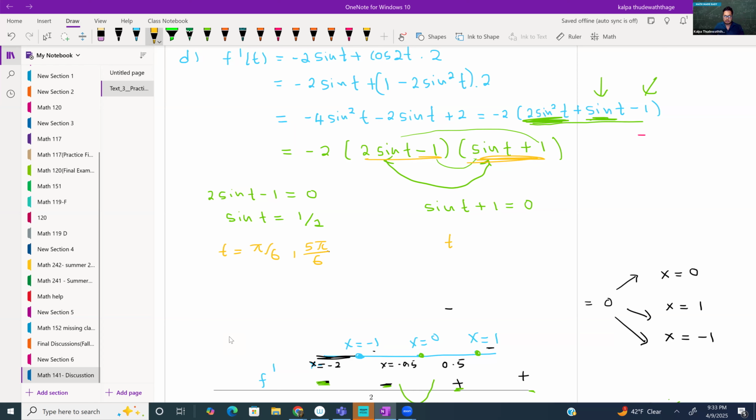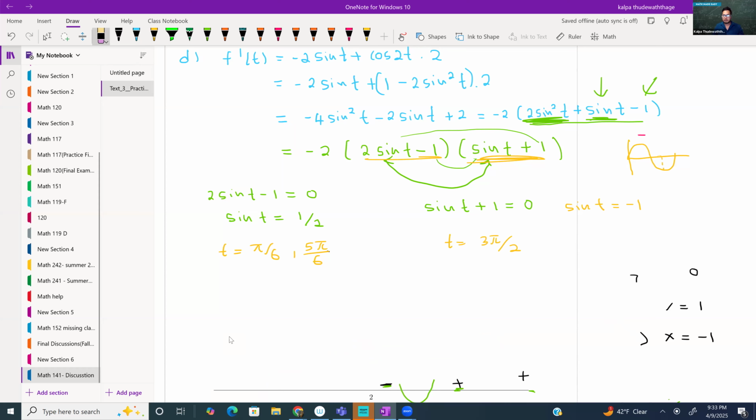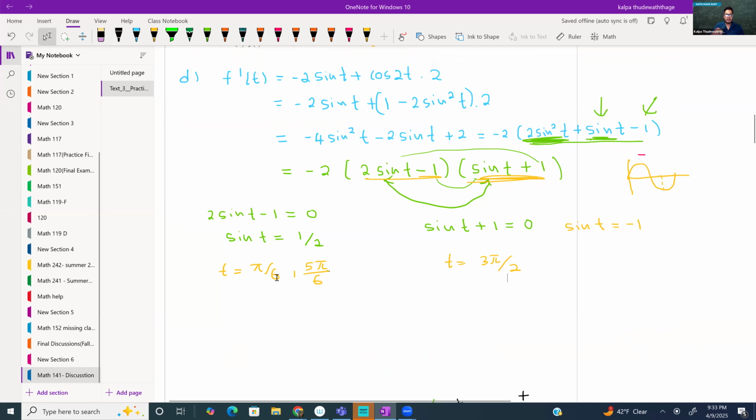There's only one situation where sine t becomes minus 1. If you remember the sine graph, quickly to remind, this happens at 270, which is 3 pi/2. Right. Now, I'm going to take the second derivative and talk about what happened at these points. Okay. So let me take the second derivative.